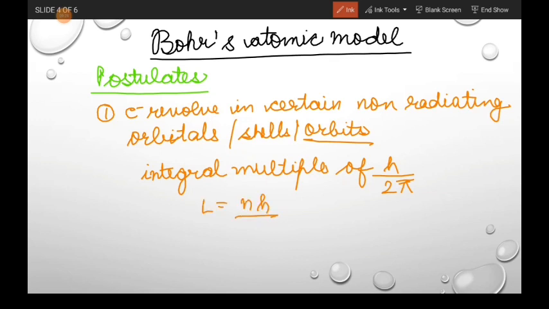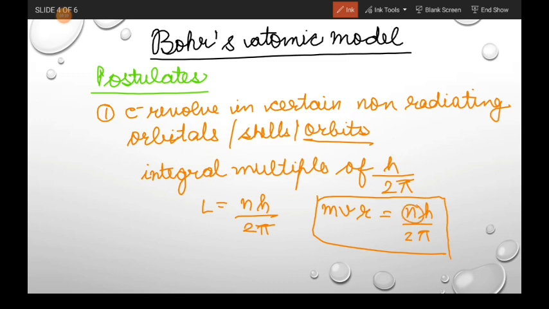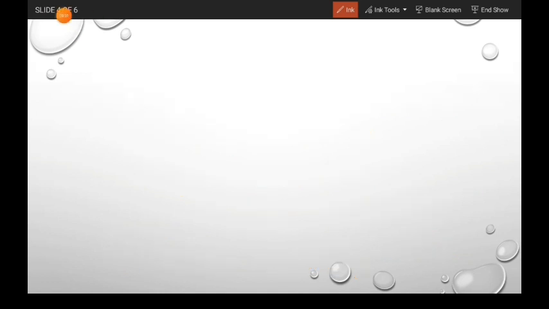When we talk about the nth orbit, L can be written as mvr equal to nh upon 2 pi. So this is your final equation which is being framed. You should know that this n is an integer, meaning it cannot be negative, it cannot be a decimal, and it cannot be a fraction also. It should only be a positive integer. Also, the orbits can be 1, 2, 3 till infinity, but always should be a positive integer.